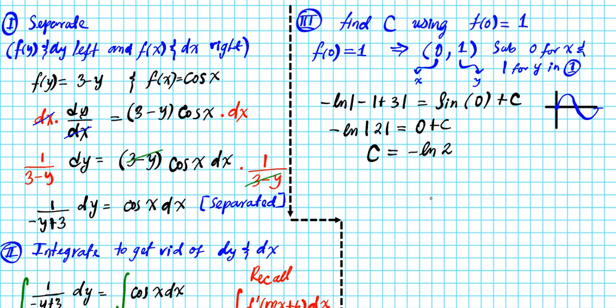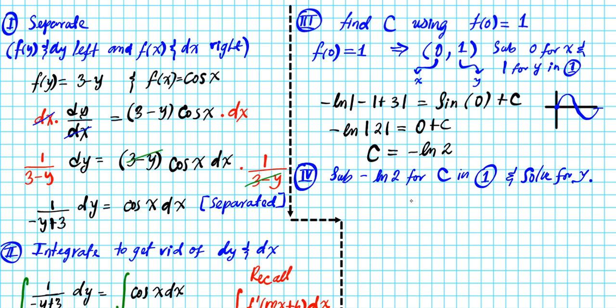Okay, bam. Now that we know what c is, we're going to go back to our general implicit solution, input this value, and solve for y. That will be our answer. So part 4 is to substitute negative ln 2 for c in equation 1 again, and solve for y. If we get y isolated, that is our particular solution.